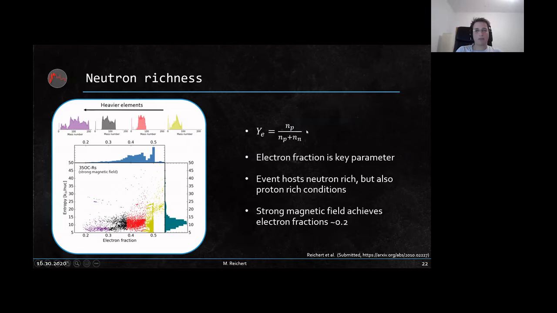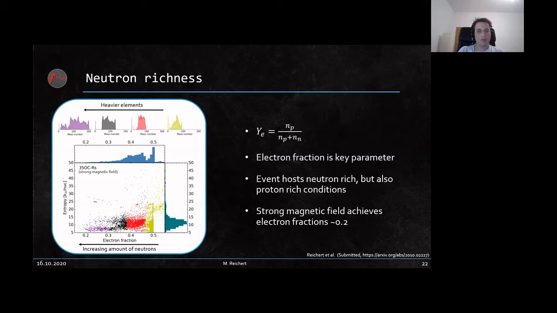Or in other words, with decreasing electron fraction, you have an increasing amount of neutrons. So even when we made the groups based on the final nucleosynthetic pattern, you can also see that we basically made our groups also in this electron fraction plane, where we have really sharp cuts here, which shows the importance of this parameter on the final nucleosynthetic result.